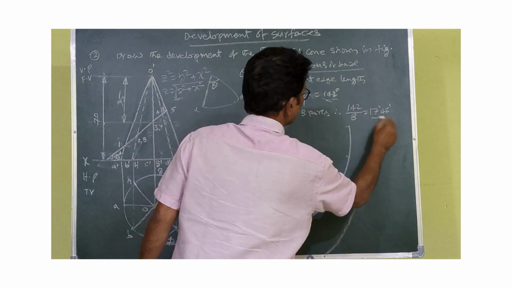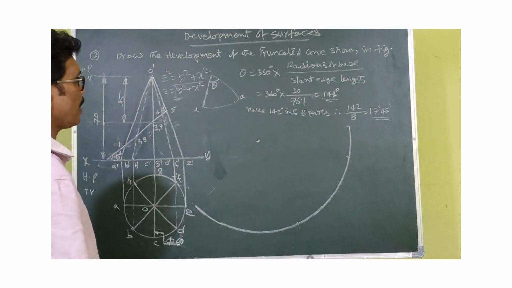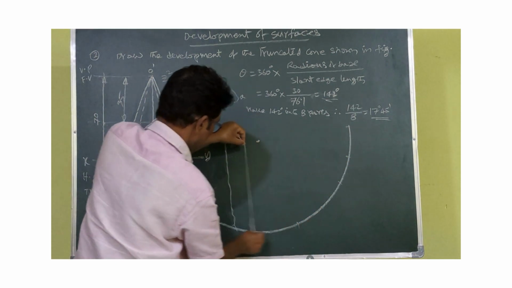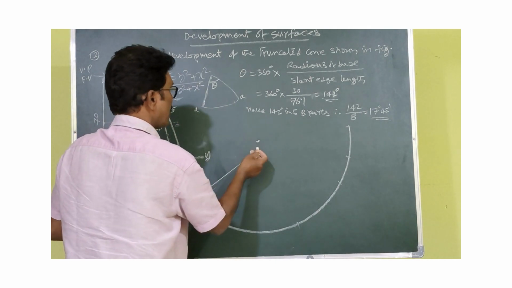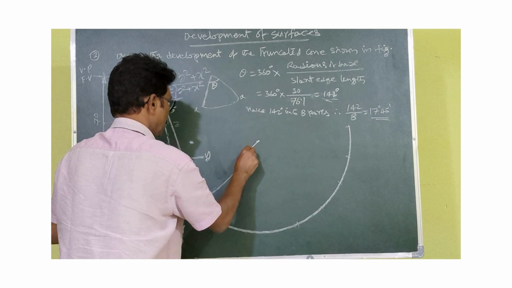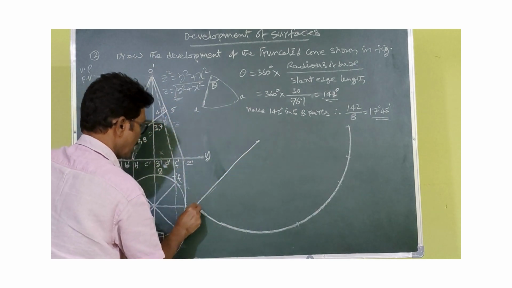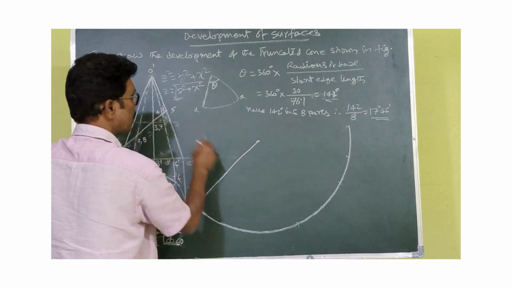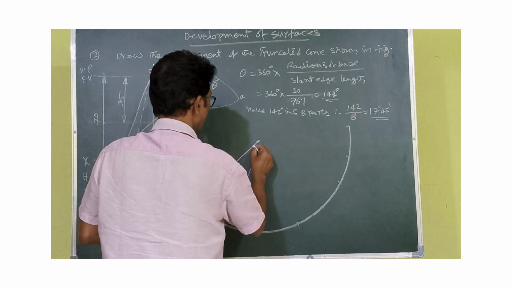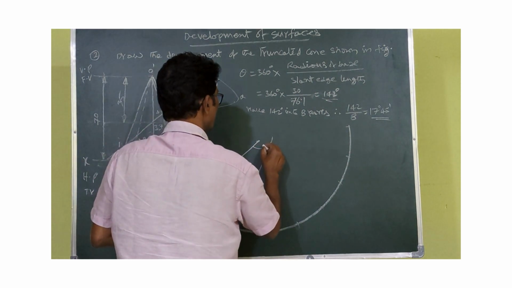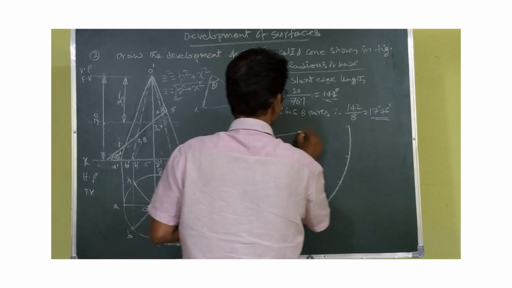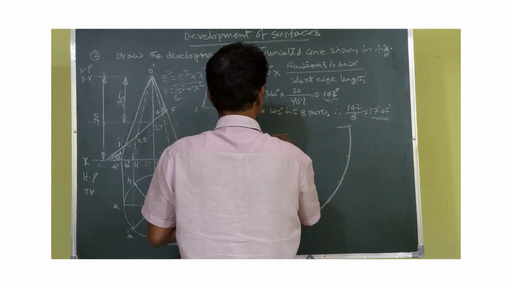So each part is 17 degrees 45 minutes. Not a circle, an arc, as I have drawn this circle. First you have to take this line equal to the slant length 76.1. I set up here 142 degrees, then I have joined this.